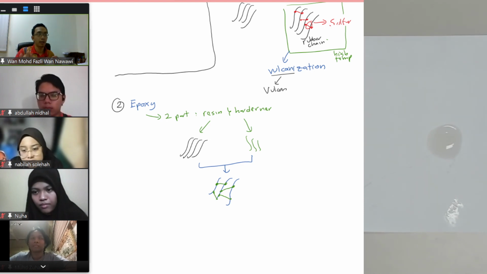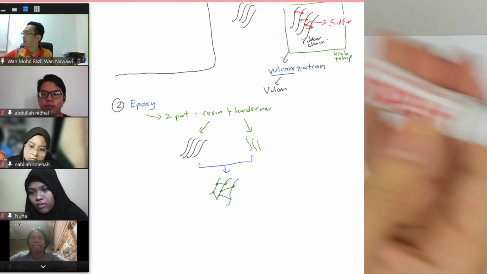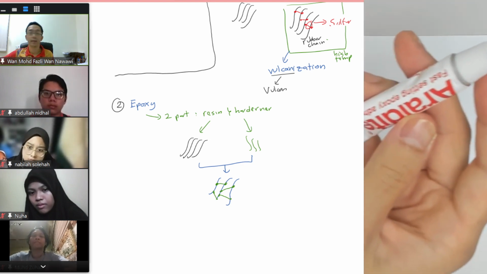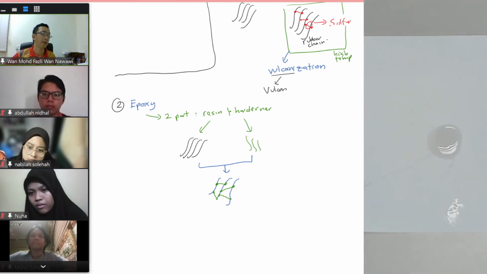By itself, the hardener or the resin is a liquid. It will not set, it will not harden. It will just stay like this. I need to clean this up, because if I don't, it will harden here. If you look here, this is what we call fast setting epoxy adhesive, meaning that in 5 minutes it will be hardened.